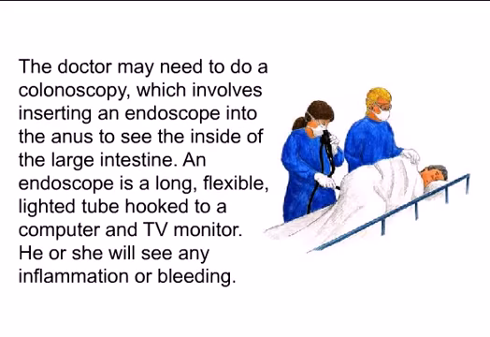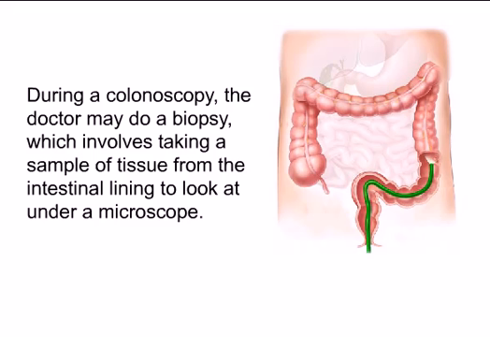The doctor may need to do a colonoscopy, which involves inserting an endoscope into the anus to see the inside of the large intestine. An endoscope is a long, flexible, lighted tube hooked to a computer and TV monitor. He or she will see any inflammation or bleeding. During a colonoscopy, the doctor may do a biopsy, which involves taking a sample of tissue from the intestinal lining to look at under a microscope.